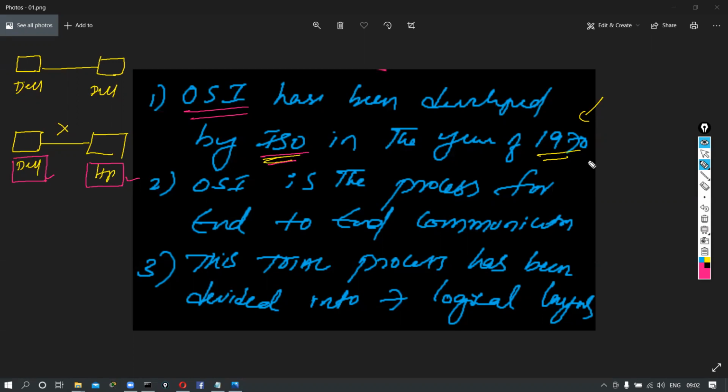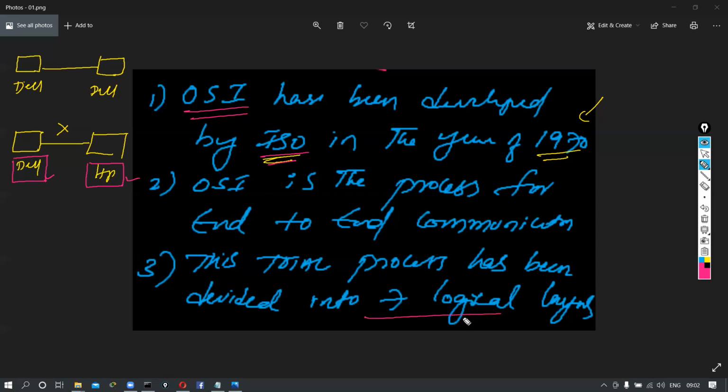Clear now? This is an open networking model. I will explain how the communication process happens from this end to the UK, where your friend is, and you both are sending and receiving mails. That communication process is actually divided into 7 logical layers.